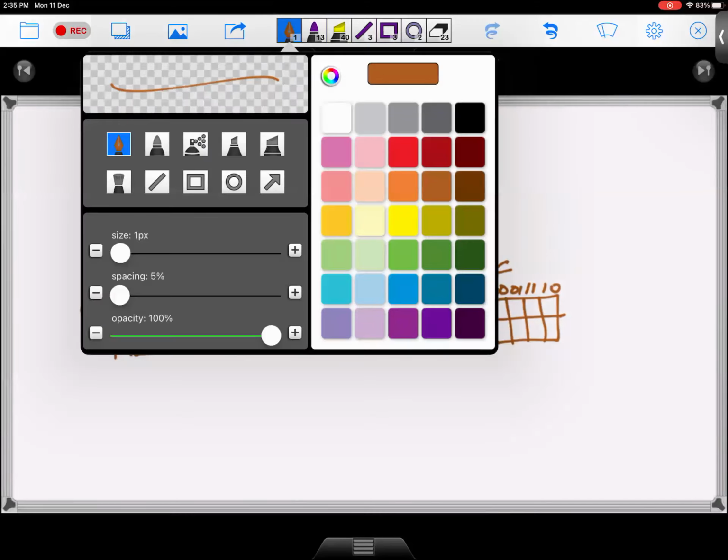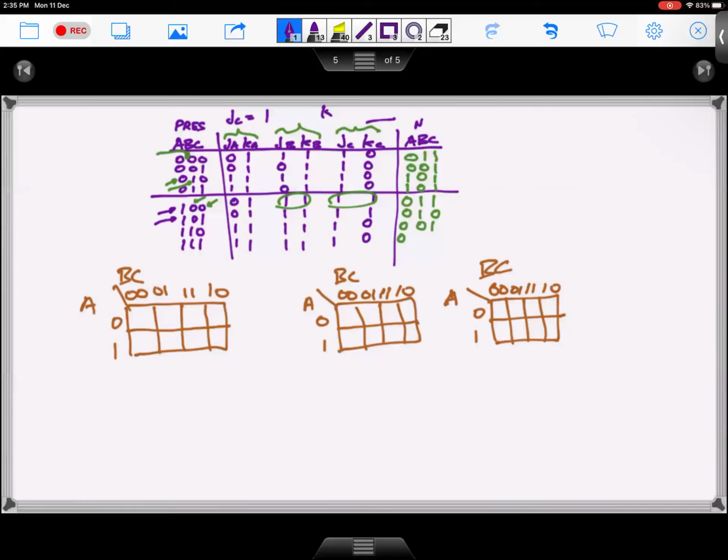So now we are going to label A t plus 1, B t plus 1, and C t plus 1. And t plus 1 is the next state. Whatever state it is, t plus 1 is the next state. So let's come back up here and write next state.